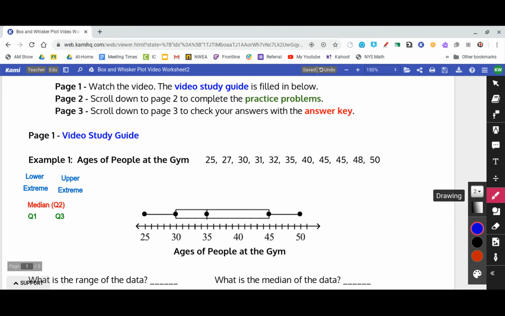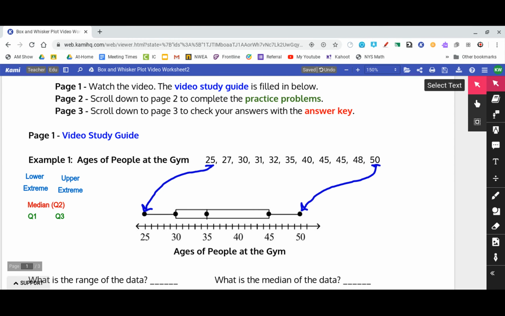So the first thing you have to worry about on a box and whisker plot is putting the numbers in order, which I've already done for us. So notice that 25 is the lowest number and 50 is the highest number. Those 2 points go on a box and whisker plot. So you're going to notice that 25 is right here and 50 is right here. 25 is called the lower extreme.